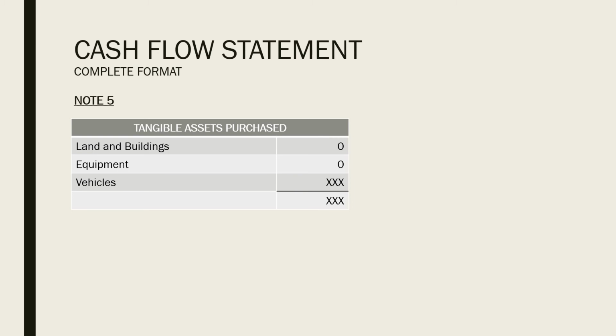Note 5 shows us information about the tangible assets that were purchased. Now in this example, for land and buildings, there was nothing. We didn't purchase any tangible assets. For equipment, we didn't purchase any equipment. For vehicles, there was a purchase of vehicles. Now when we go to the cash flow statement, we add these three amounts together to give us the total amount of tangible assets purchased.